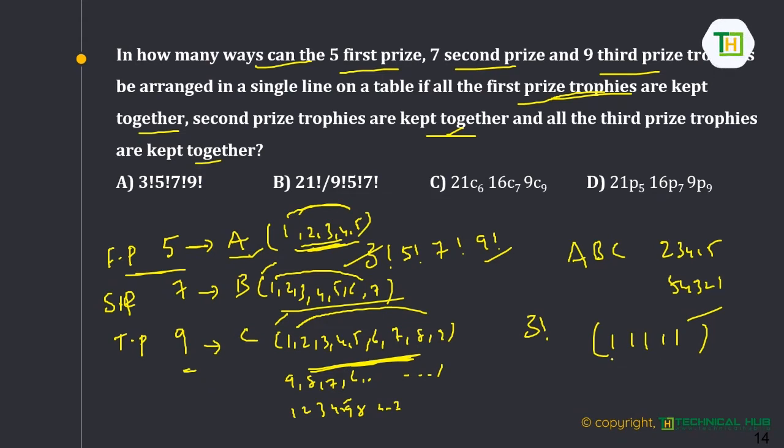But in the question, they're not mentioned as identical. If they mention identical, your answer is 3 factorial only. If not mentioned, then your answer is 3 factorial into 5 factorial into 7 factorial into 9 factorial. Yes.